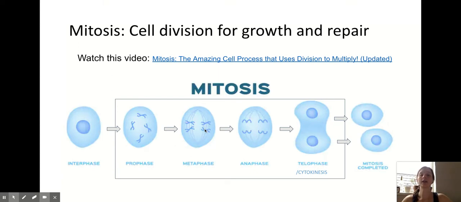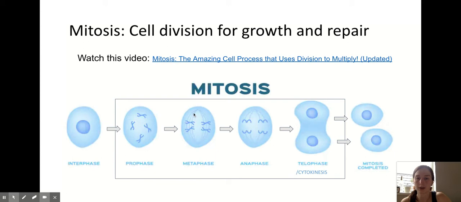And they're just organizing themselves really well, lining up in the middle, so that we can make sure that when we pull them apart, we end up with the same chromosomes on either end of the cell, so that when it does divide, we have identical cells. And then you can also see these little lines here.